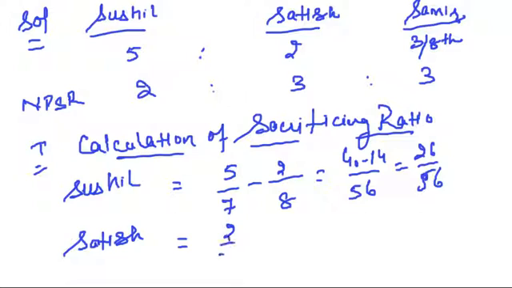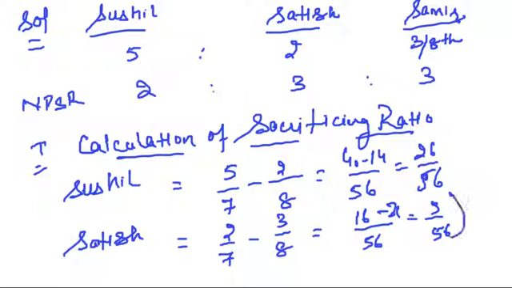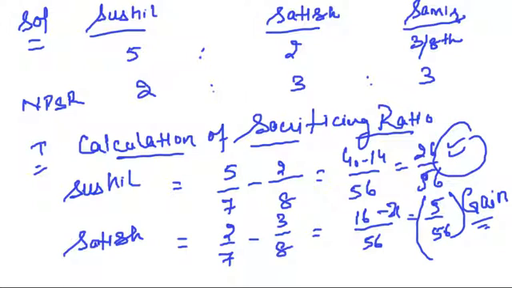Let's see for Satish. What is the old share? 2/7. New share 3/8. Over 56, it comes to 5/56. This is again by an old partner. Now I told you, if the old partner gains in this process, he must also compensate the old sacrificing partner. Who is the old sacrificing partner? Sushil is the old sacrificing partner.